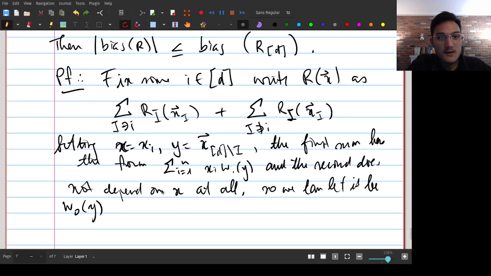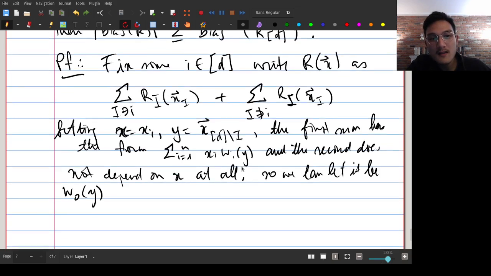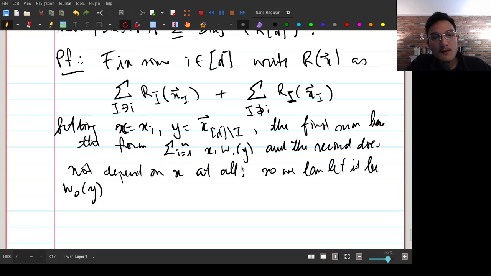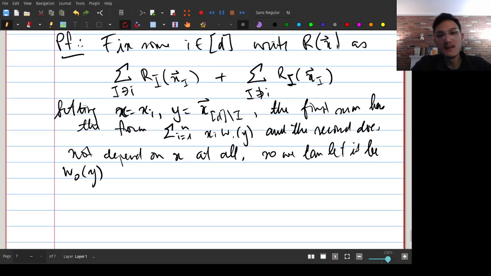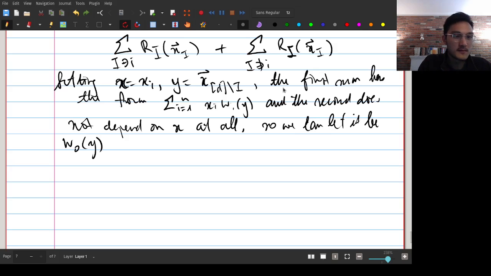Let's unpack this. This sum up here is an order size of I tensor, each of these terms, and we know that x_i is in there. We have x_i times some function of y in there. And on the right hand side, it's very easy to see that it doesn't depend on x at all because x_i never shows up in this sum. So that's going to be w_0.